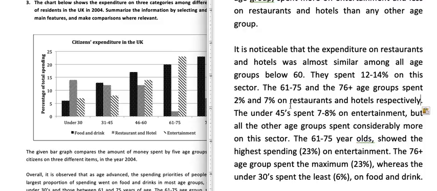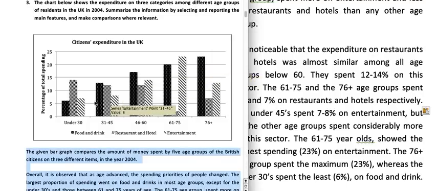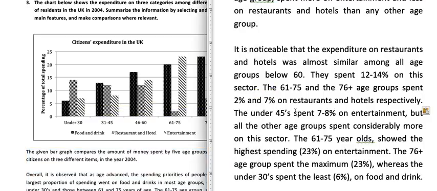The under 45s spend 7 to 8% on entertainment. The under 45s, these two, spend 7 to 8% on entertainment, but all the other age groups spend considerably more on this sector. You can see these age groups have spent more than that. So these two age groups spend just 7 to 8%, but all the other age groups spend considerably more on this sector. The 61 to 75-year-olds showed the highest spending on entertainment. This age group spent the highest on entertainment.